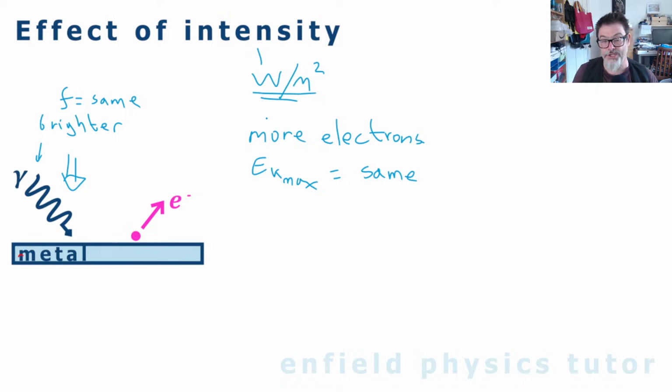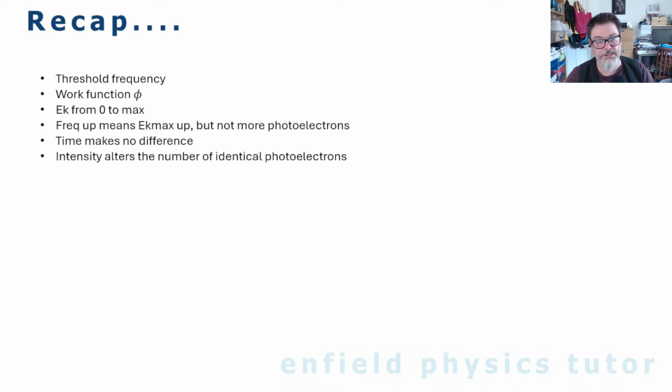And what this leads us to suggest is that, well, let's recap first. Let's recap what we've learned so far, because there's a lot of stuff going on here. We've introduced this idea of something called the threshold frequency. I'll just come back to this in a minute. We've said that the electrons are emitted with a range of kinetic energies from 0 to some maximum.